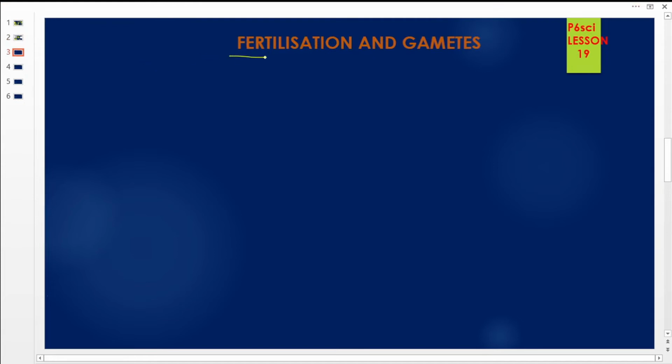So my dear learner, today we are going to look at an interesting thing. This is going to be fertilization. However, some of you pronounce this one incorrectly. That is wrong. It is pronounced as fertilization. So we are going to look at fertilization and gametes. All along we've been talking about gametes and fertilization, so now we are going to study them in detail.